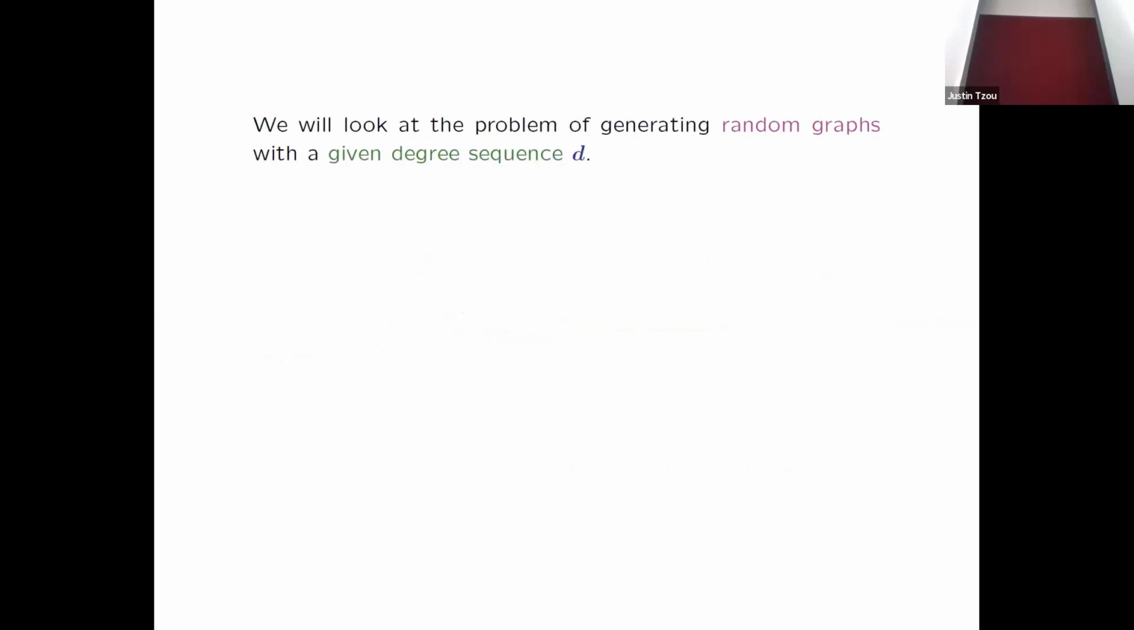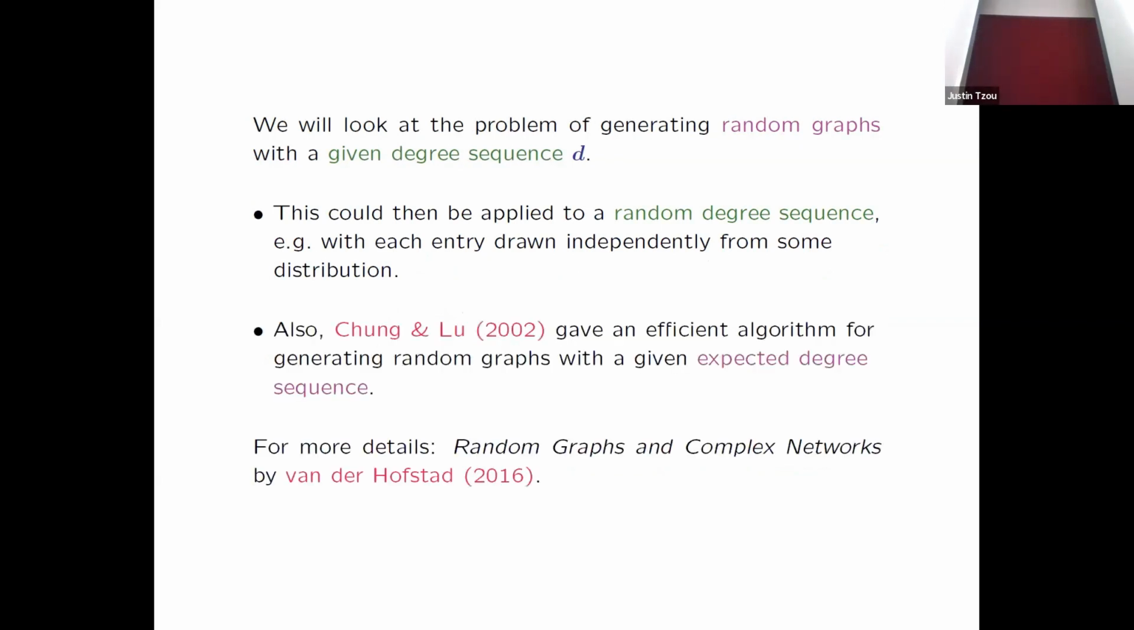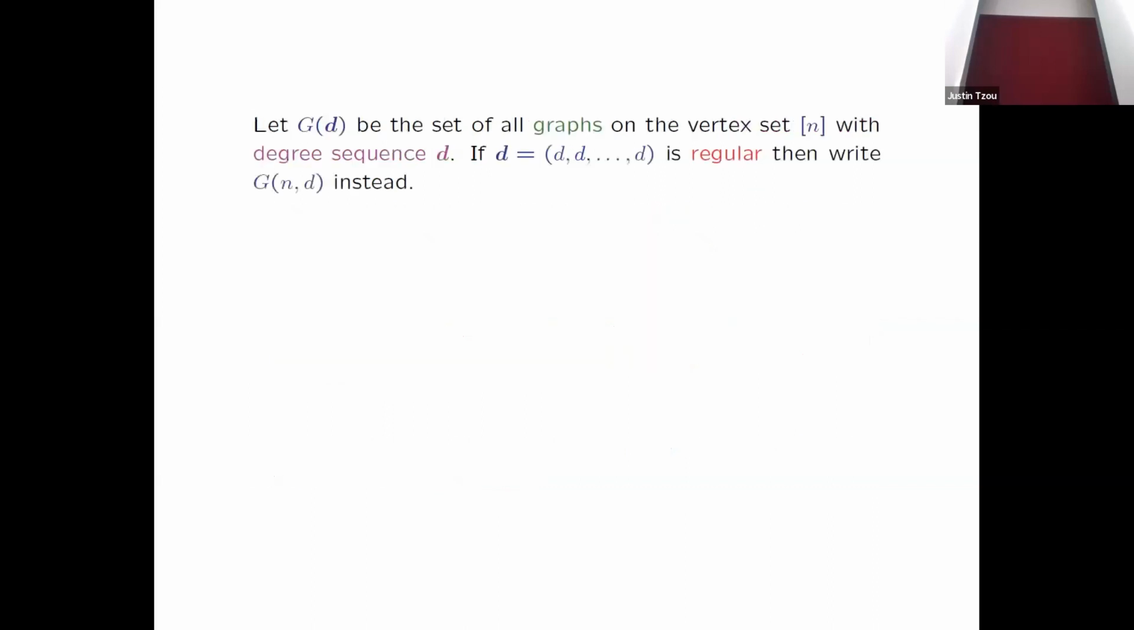Now we're going to look at the problem of generating graphs with a given degree sequence. We fix it at the start. This is where I go, oh, but that might be overfitting. And then I say this bit: you could apply this to a random degree sequence where you draw each entry independently from some distribution. There's also an algorithm for efficiently generating graphs with a given expected degree sequence. It's a very fast algorithm by Chung and Lu. There's more detail on this kind of thing in a really nice book by Van der Hofstad, which is available online, so you can download it. Okay, so this is my justification for looking at graphs with a fixed degree sequence.